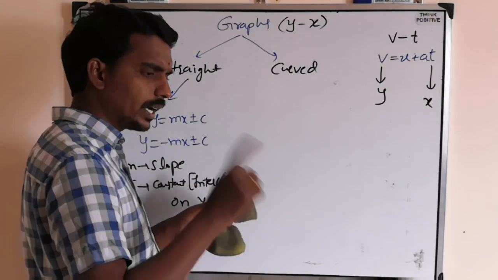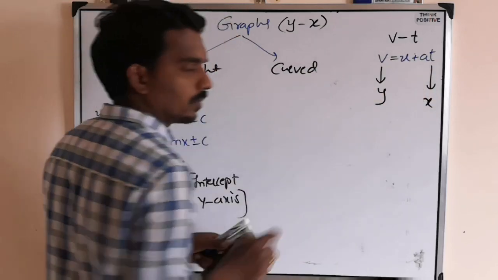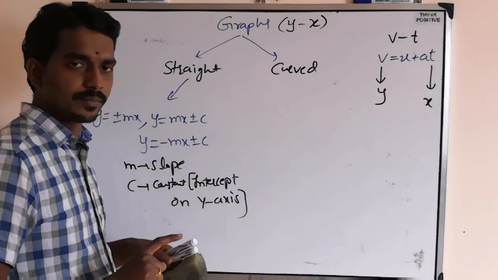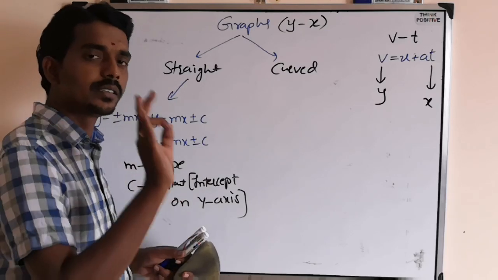For a v-t graph you have to look at v and t, don't look at other things. v power 1, t power 1. Wherever the power is 1, then a straight line will come. The graph must be straight.